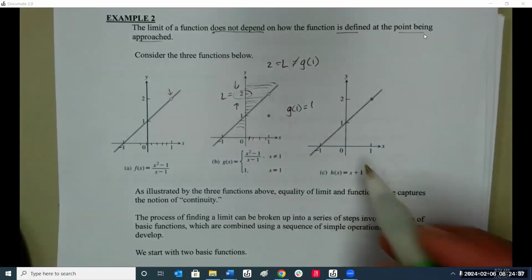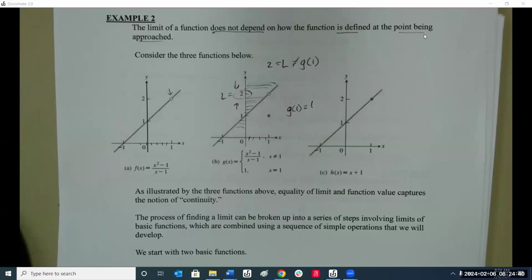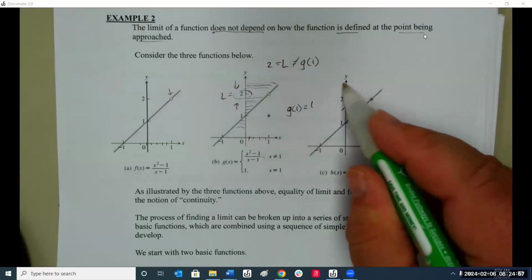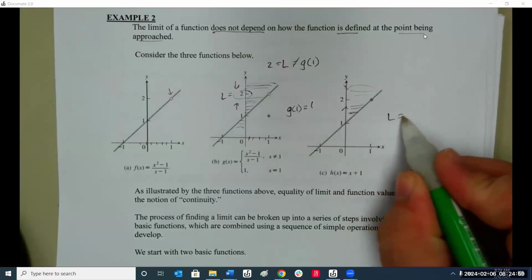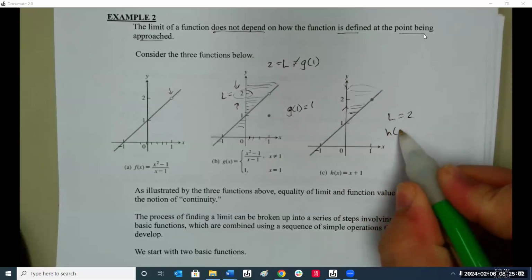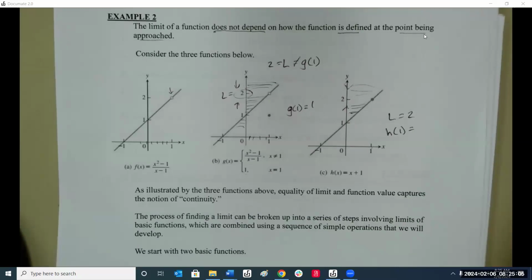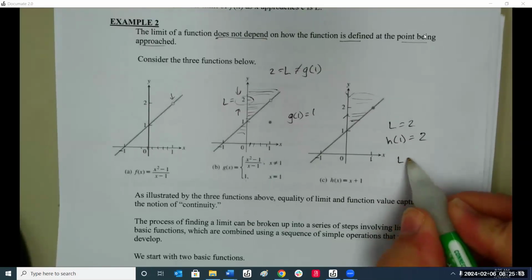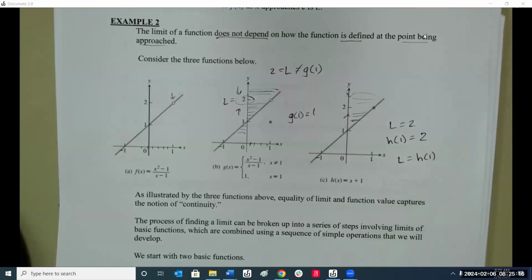And the last one. Does it have a limit? What's the limit? Yeah, the limit, as we get closer to 1, the lines are approaching 2. So the limit is 2. And what is h of 1? 2. Here's 1. There's 2. So fortunately, that one works.